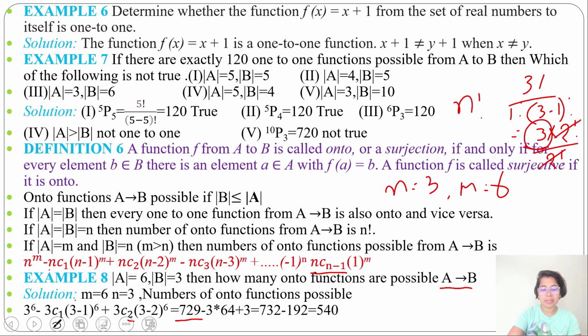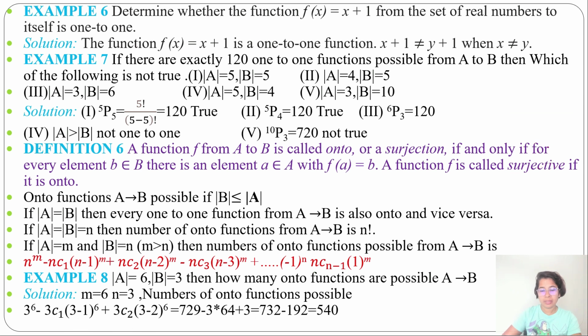3. 3 multiplied by (3 minus 1), which is 2. 2 power 6 is 64. So 3 times 64 plus 3C2. 3C2 is 3 factorial divided by 2 factorial times (3 minus 2) factorial, so 2 factorial will be cancelled. Now 3 divided by 1 factorial is simply 3. Then 3 minus 2 is 1, and 1 power 6 is 1. So plus 3. Now simplify.